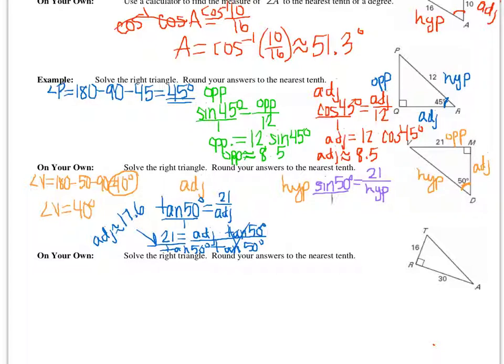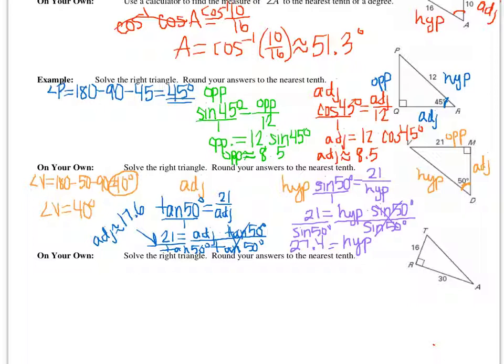So I can make my left side a fraction and cross multiply. 1 times 21 would give me 21. Then I have my hypotenuse times the sine of 50 degrees on the right. I want to get hypotenuse alone, so I'm going to divide both sides by the sine of 50 degrees. That cancels the sine of 50 out of the right side. So my hypotenuse equals 21 divided by the sine of 50, and if you put that into your calculator, you'll find that it's about 27.4.